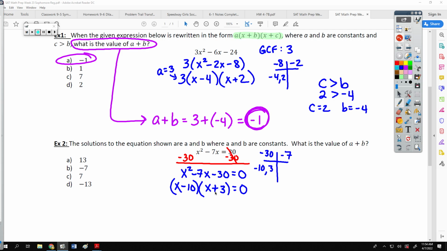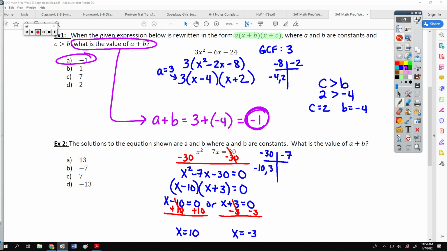From this point, what we have to recognize is that in order for those two factors to multiply together to equal 0, one of those two factors, either x minus 10 or x plus 3, has to equal 0 itself. That takes our equation and breaks it into two separate linear equations, which we would then solve using the basic equation-solving skills that we've learned previously in our course. So our two solutions would be x equals 10 and x equals negative 3.